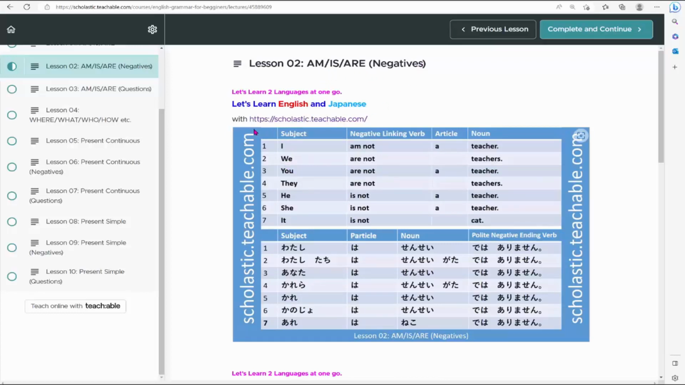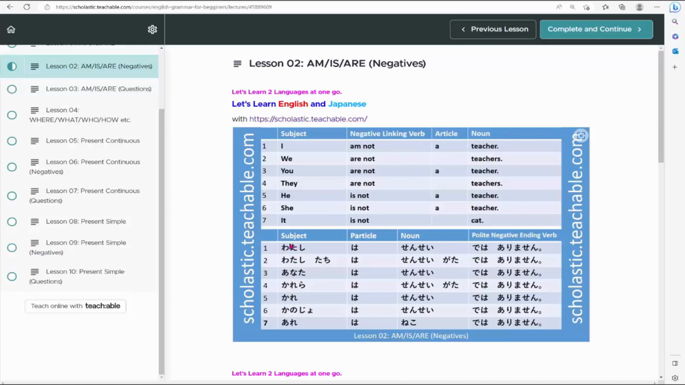Let's see the table here. We saw a similar table in our lesson 1. Similar subjects are here: I, we, you, they, he, she, and it. Watashi is the subject when you say I. Now we have a negative linking verb, because we are going to consider the negative of am, is, are. So, I am a teacher. When you want to make it negative: I am not a teacher. Basically we put not after am.